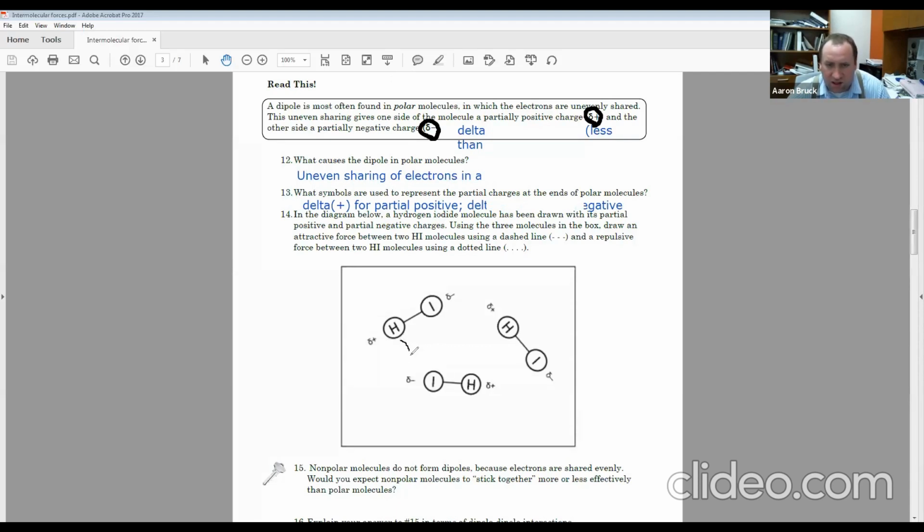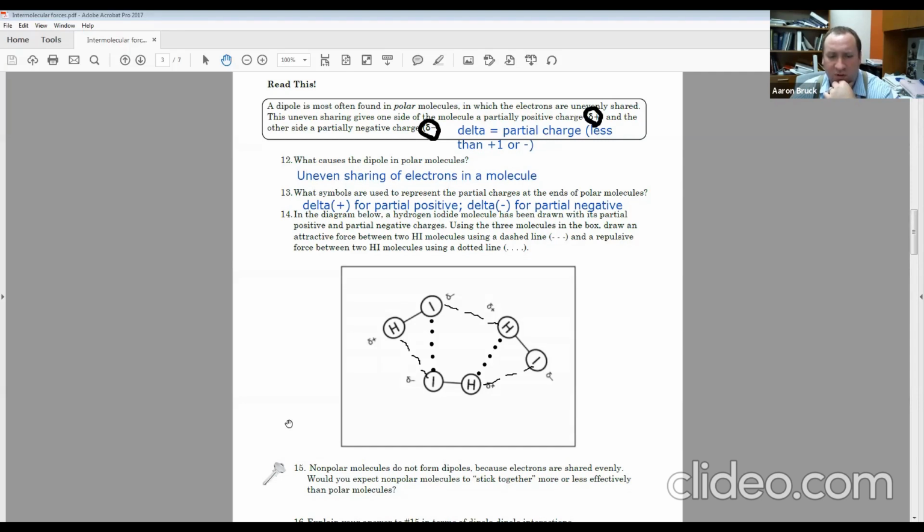We're going to draw dashed lines between the positives and negatives. And then we will draw dotted lines between any of the repulsive forces that exist. So the two hydrogens are going to repel each other. The two iodines are going to repel each other, because the negatives are going to repel each other, the positives are going to repel each other. And so that's all that we would be looking for in that one.